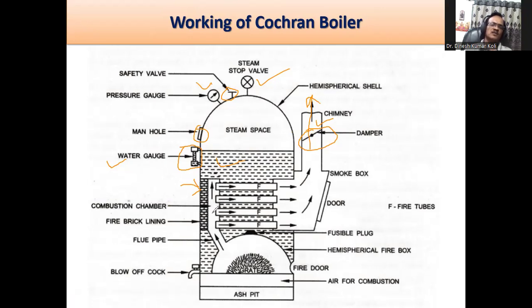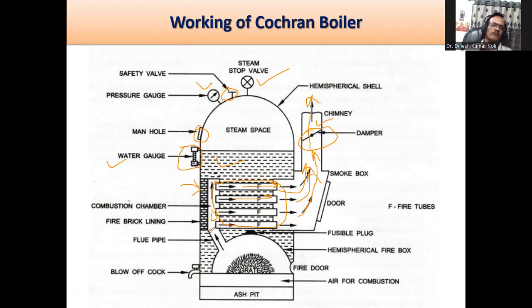And then you will see this is called the combustion chamber. Hot gases are there, and they pass through this passage inside these tubes. All these tubes are for passing the hot gases, and covering all the tubes there is the water. The heat transfer occurs here from the hot gases to the water, and after giving heat, all the hot gases go through the smoke box to the chimney and leave the boiler.